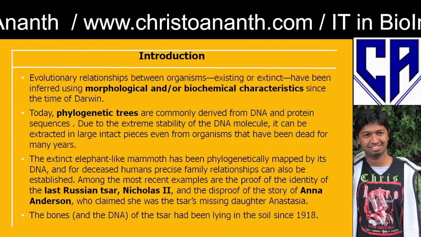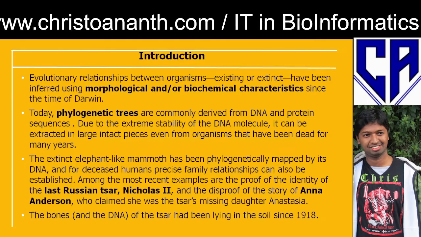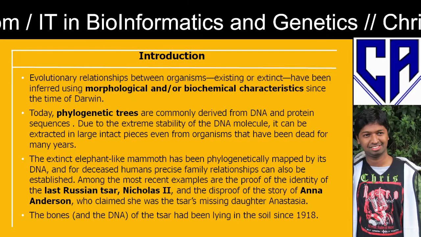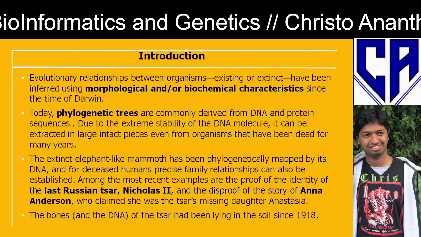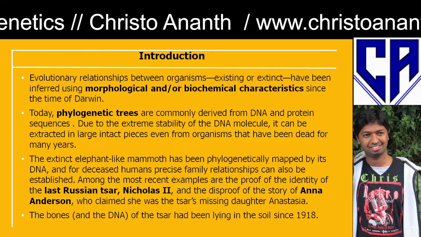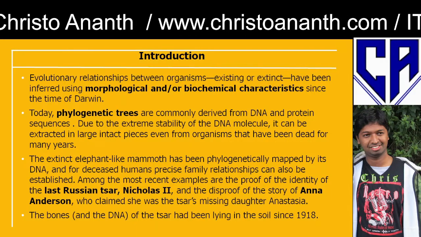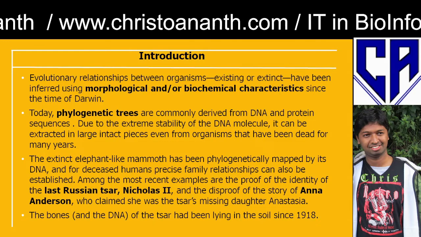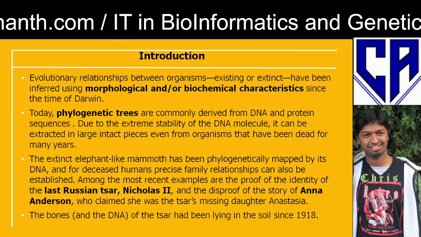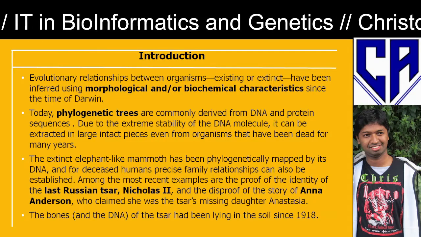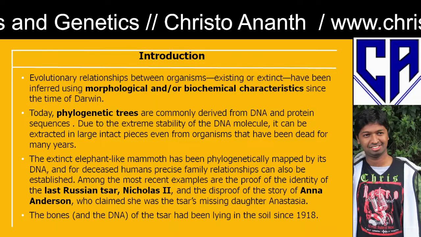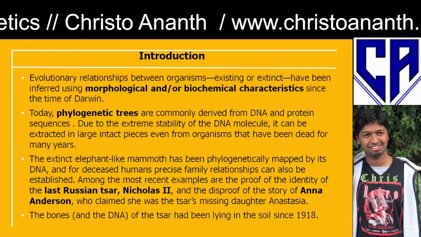So this is phylogenetic trees, which we generally derive from DNA as well as protein sequences. Generally, if you take an elephant like a mammoth, maybe it went extinct thousands of years back. Maybe dinosaurs have been extinct 10,000 years ago. So it is mapped to its DNA, and generally for deceased humans, we will have several family relationships.